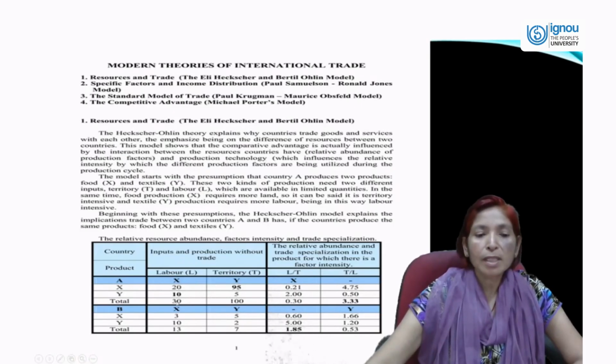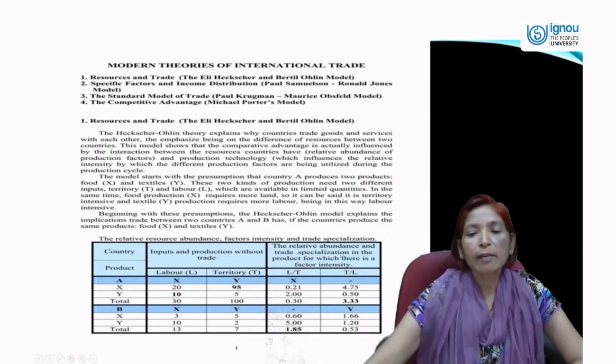What is the total of this? 30 and 100. And if labor is divided by land, so 20 divided by 95, and 10 divided by 5, and 30 divided by 100. This ratio we will get. This is the relative abundance and trade specialization in the product for which there is a factor intensity.